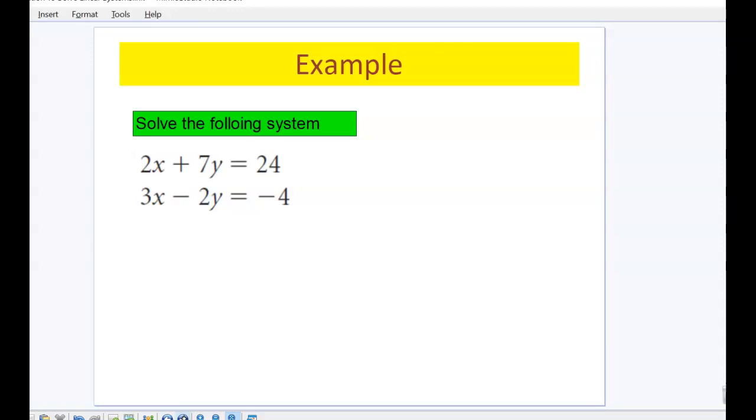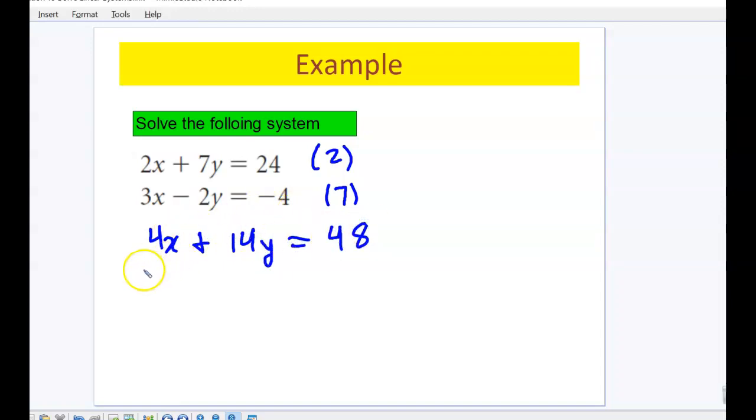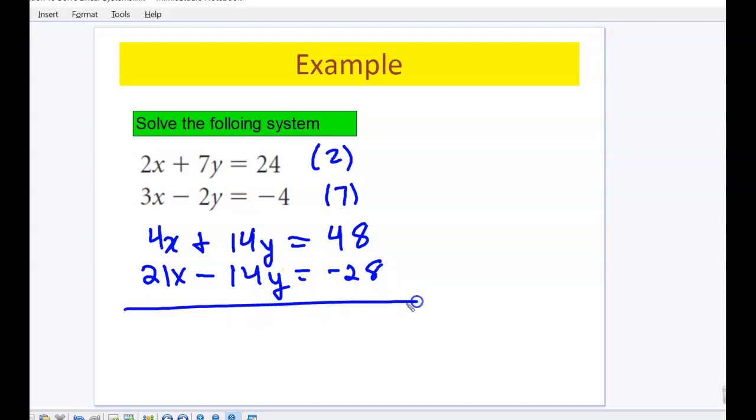Okay, looking at this example, you notice that I have 7y and a negative 2y, or I have a 2x and a 3x. Because I have a positive and a negative, I'm going to deal with the y's here, and I'm going to multiply the top row by 2 and the bottom row by 7. So I'm going to end up getting 4x plus 14y equals 48. And if I times 2 by 7, I get 21x minus 14y equals negative 28.